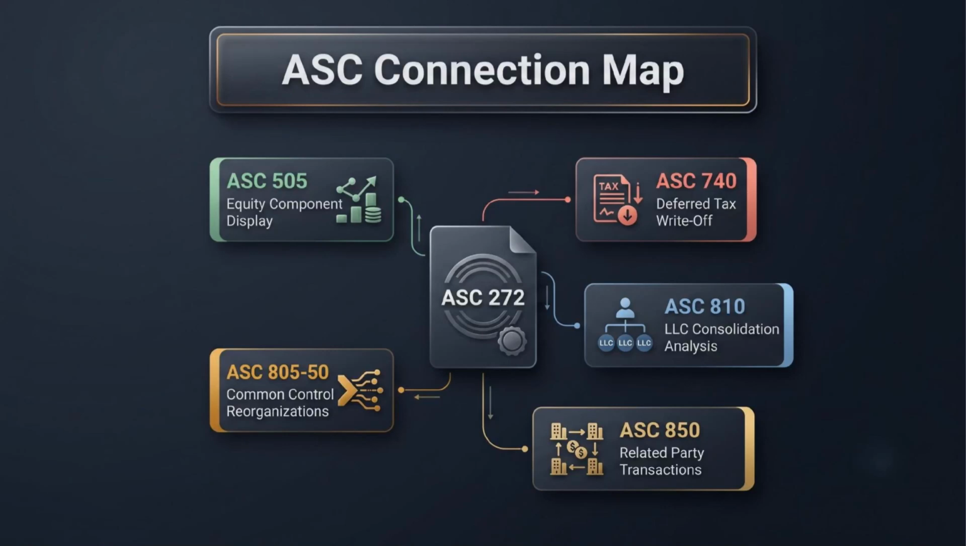ASC 272 is the core topic, but a few related standards may matter when facts require them. ASC 505 supports equity presentation logic. ASC 740 matters when tax status changes affect deferred tax balances. ASC 810 may matter if ownership interests raise consolidation questions. ASC 850 may apply to related party transactions with members. ASC 805-50 may be relevant for common control reorganizations and carry forward basis. Use these connections only when the fact pattern needs them.